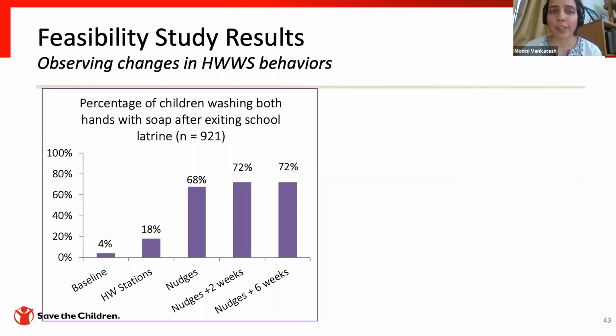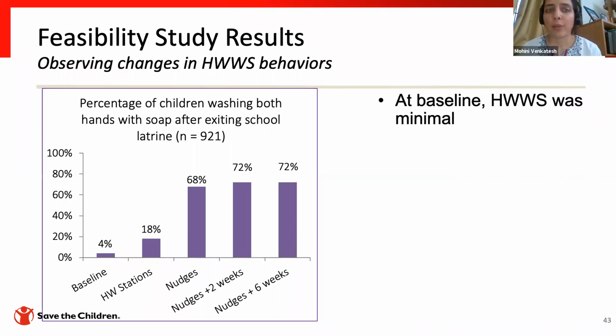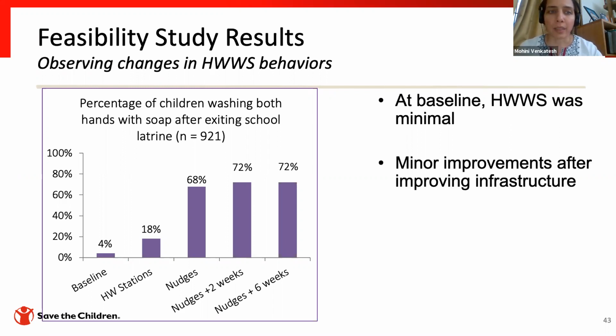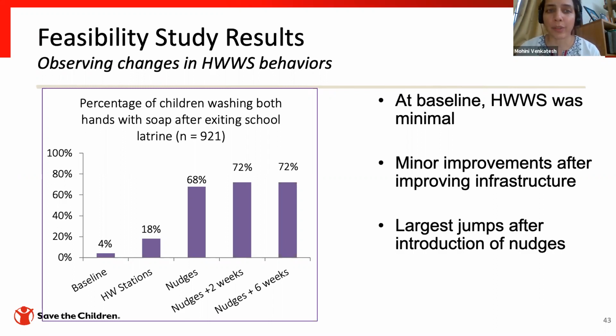And what we found was that at baseline, hand washing with soap was minimal. It was only 4% of the 921 children that we had observed. But once the hand washing station was introduced, we saw a jump in hand washing practices. When the nudges were subsequently introduced to the hand washing station and to the path, we saw a significant jump, 50% increase in hand washing with soap after toilet use. And that sustained itself and marginally increased over a 6-week period.